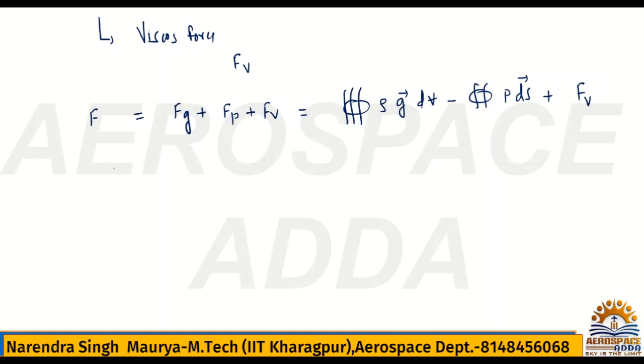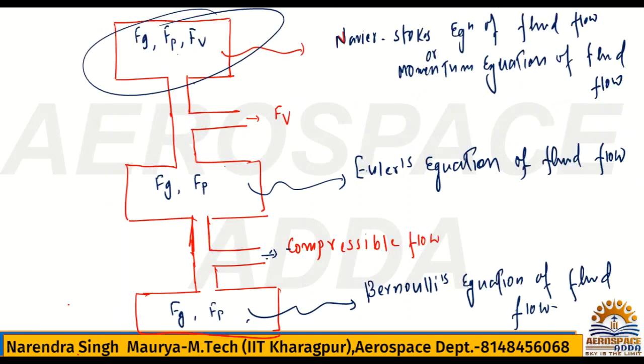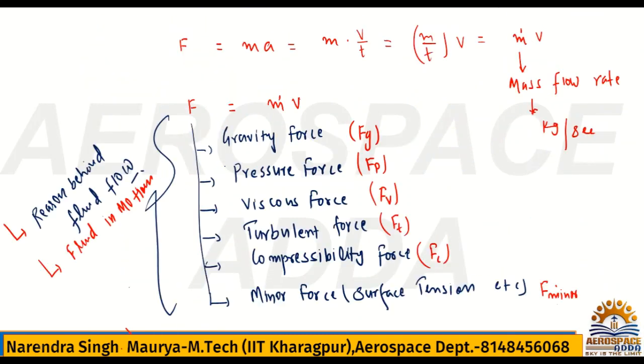Second thing, like m is nothing but mass flow rate into velocity. Check here, mass flow rate into velocity. Okay, so what is the mass flow rate? That comes from the continuity equation, mass conservation.